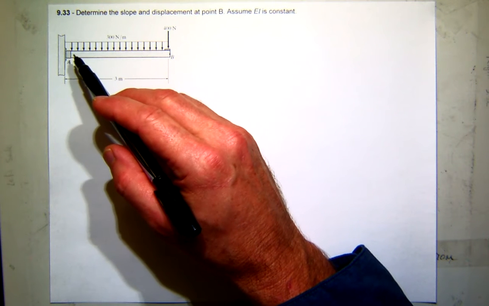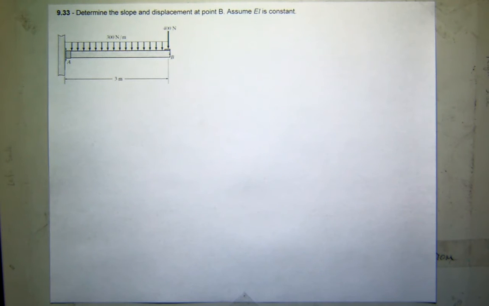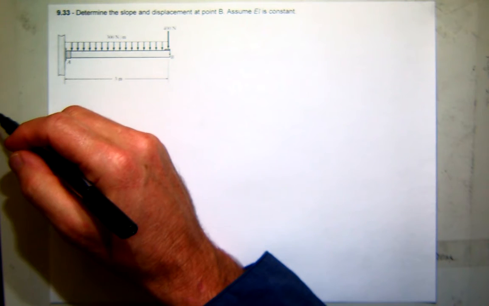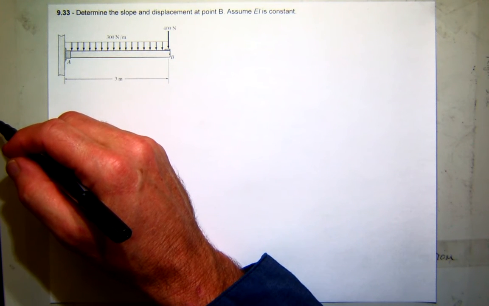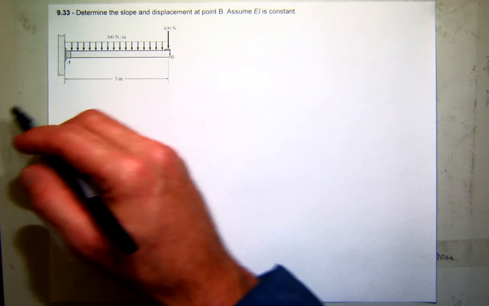Can I write an equation for moment in this structure that's continuous across the whole beam? No. Yes. Yes, I can. That's cool. That means we only get one moment equation. What about for the virtual system?